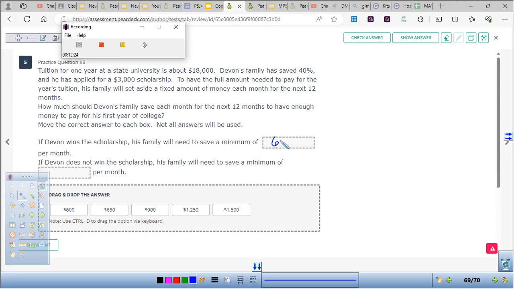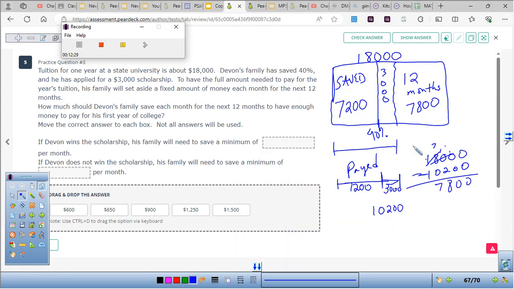If they went ahead and got the scholarship, right? If they don't get the scholarship, well, then the story changes. Then they don't have as much money, or they only have that much money. So it'd be 18,000 minus 7,200, which becomes 10,800. Okay, so that's what this would be here.